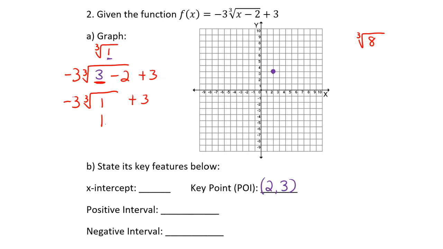But now we have this negative 3 in front. That's going to get multiplied to that 1. So negative 3 times 1 is negative 3, plus 3, that makes 0. So our coordinate here is 3, 0. So it will be right here. And that's on the x-axis, so that's our x-intercept.